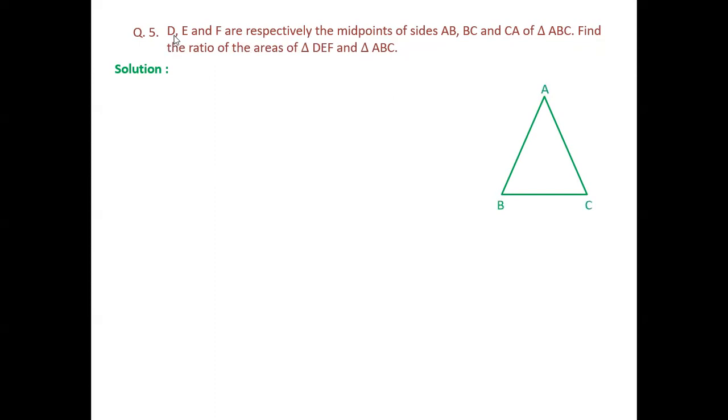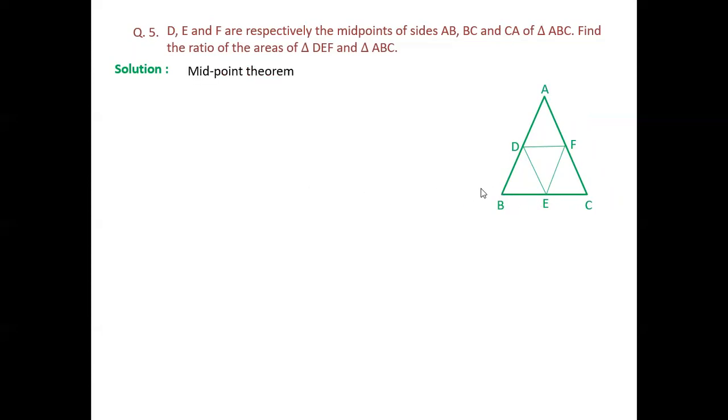Now, D is the midpoint of AB. AB is here. So D must be the midpoint here. So this is D. E is the midpoint of BC. So this E will be here. And F is the midpoint of CA. This is F. Let's join them now. When you join, you get DE, EF, FD. So you get a small triangle DEF here. Okay, DEF. So you have to find the ratio of this small triangle by this full triangle ABC.